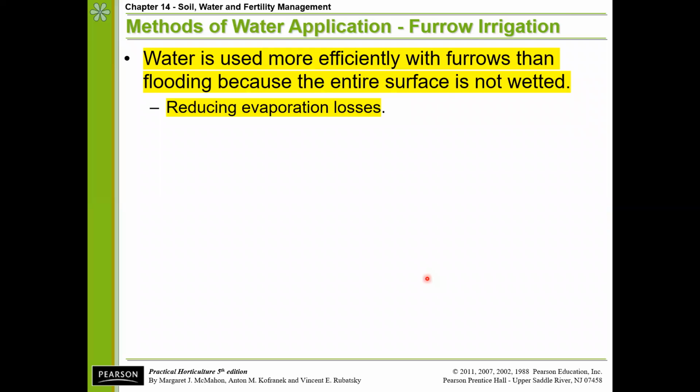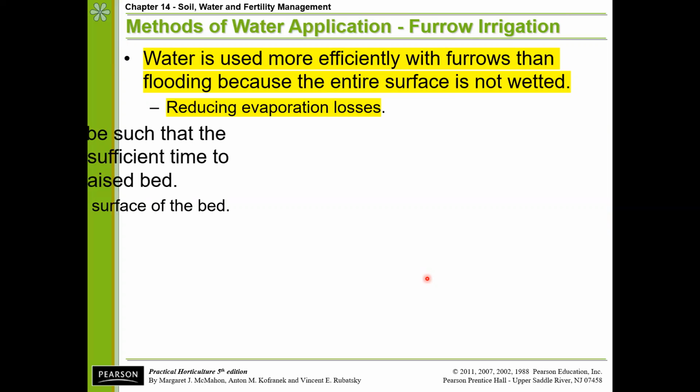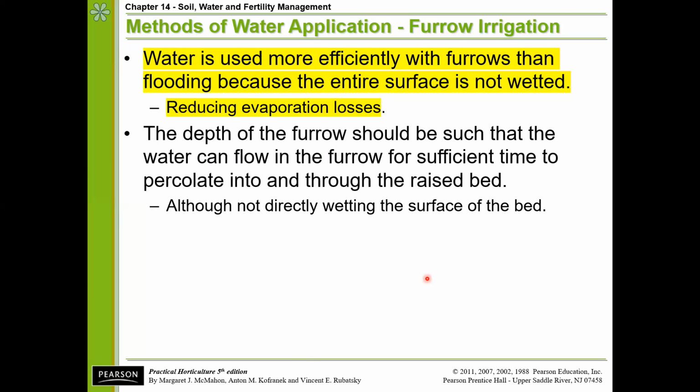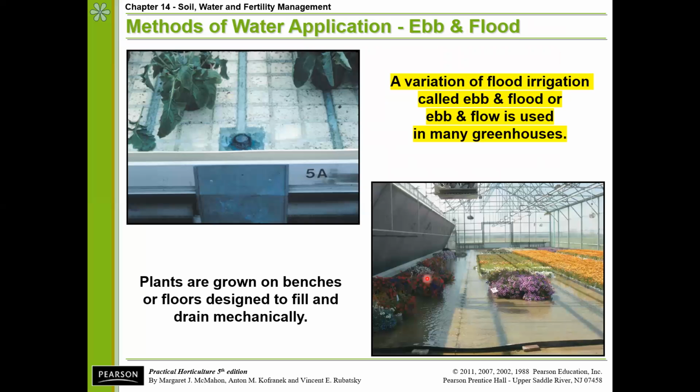So in furrow irrigation, of course, that water is much more efficiently used because the entire surface isn't getting wetted. It's actually using kind of capillary action to move that water to the plants, and that reduces loss of water due to evaporation and reduces contaminants as well.